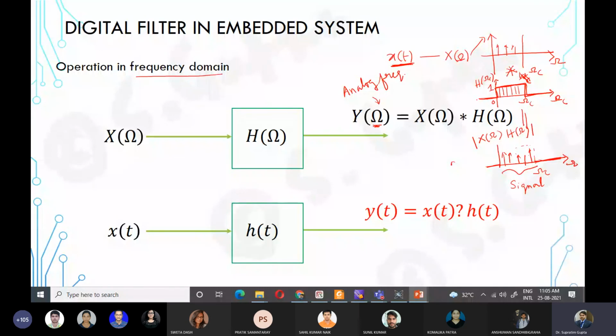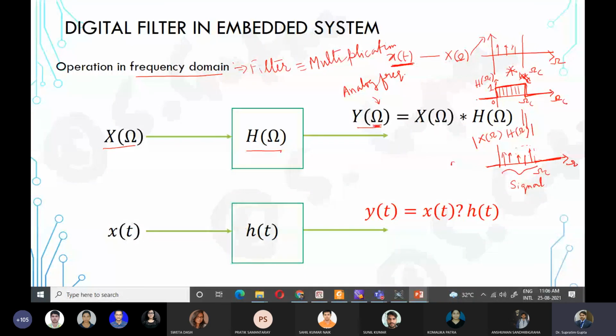So this is an operation in the frequency domain. Filtering means multiplication between the signal and the system. This is called the impulse response, or the frequency response of the system. So we multiply these two, and we get Y, which is the filtered version with the noise part removed. Now our question is, what is the corresponding operation in the time domain?